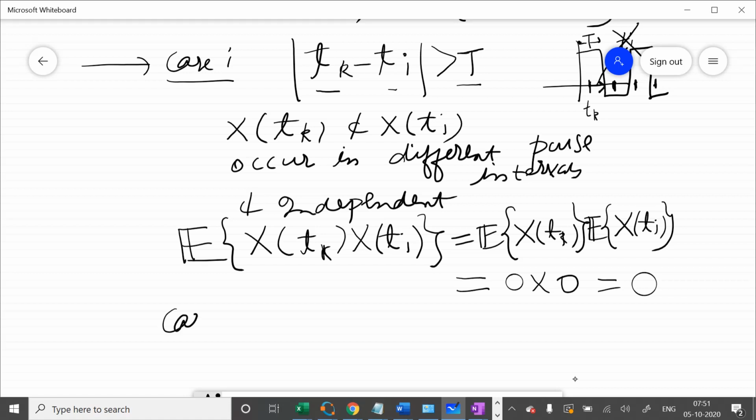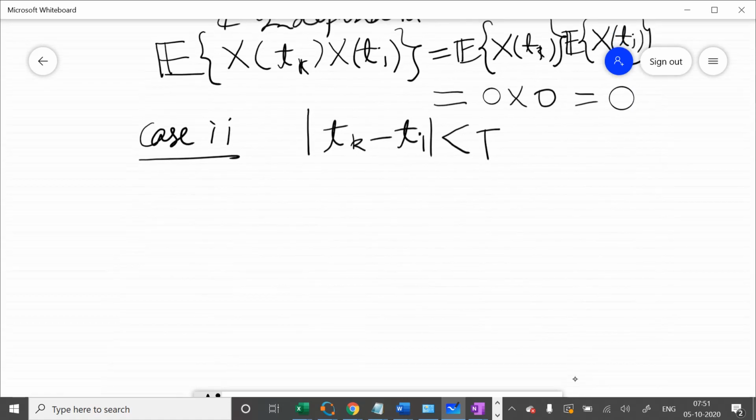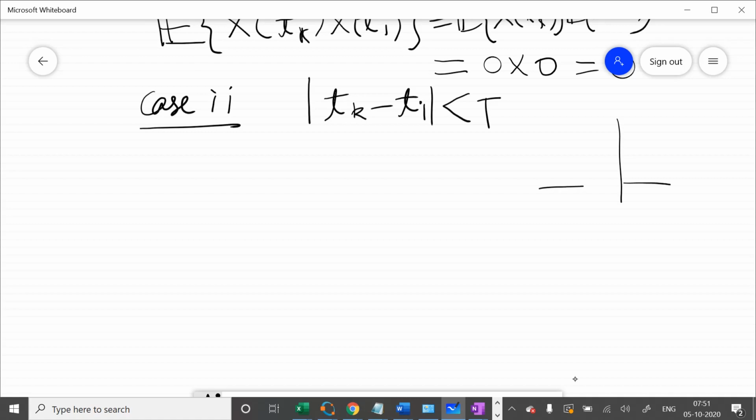Now we can have case 2, that tk minus ti is less than T. The case is like this. This is capital T. Suppose you pick tk here, then ti must be somewhere within this pulse. So when this is the case, x of tk and x of ti will be correlated with each other. They will not be independent.